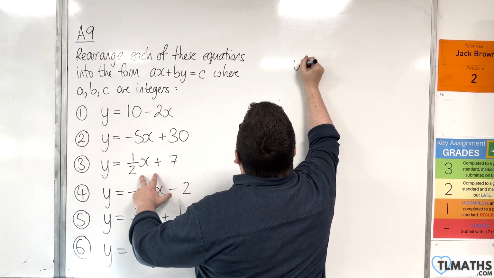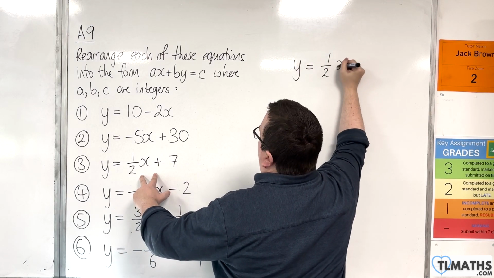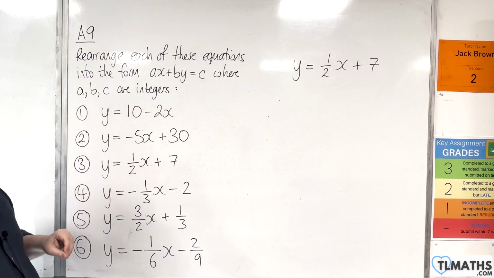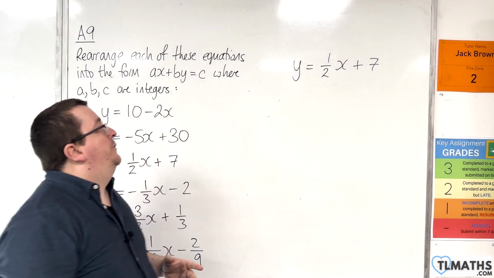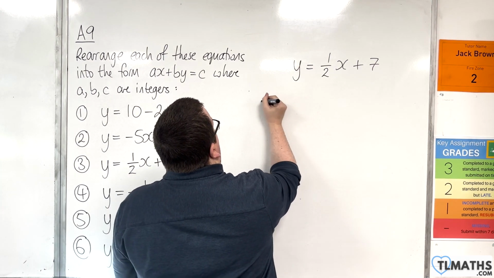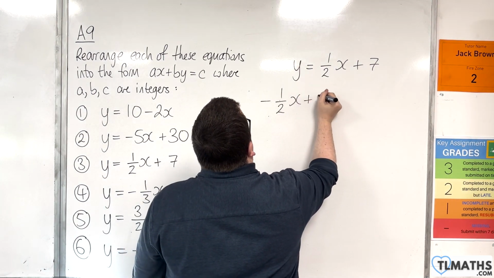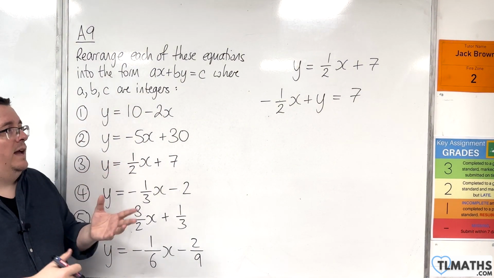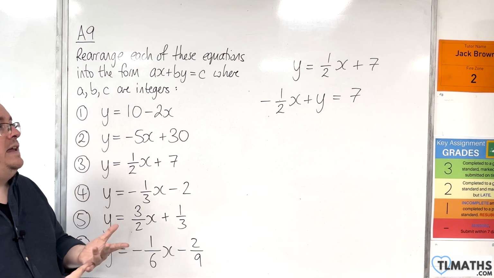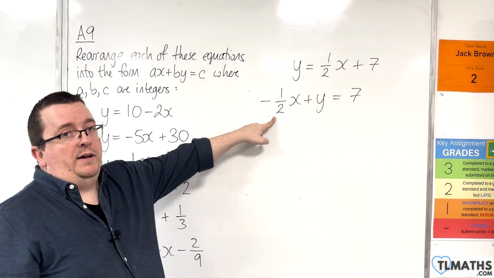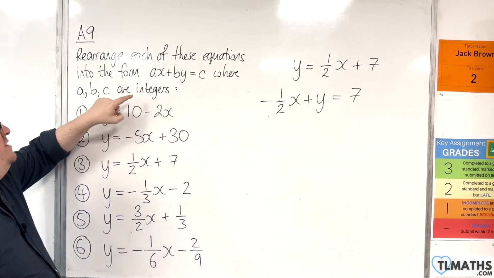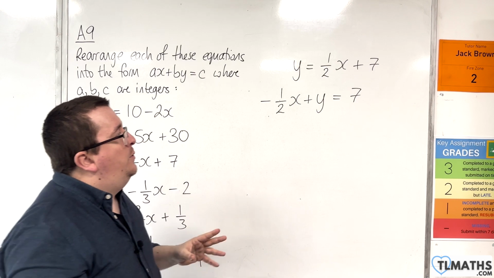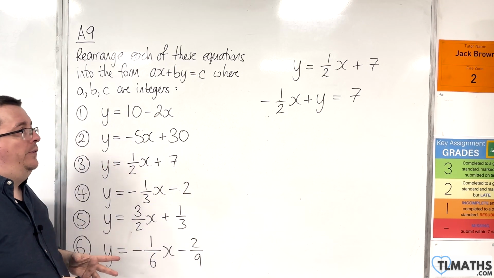Number 3, y equals 1/2 x plus 7. Now, if we think of it in a similar way to these two, if I get all the x's onto the left-hand side, subtract a half x from both sides, so I'm left with 7 on the right-hand side, you might think, okay, that's ax plus by equals c. But here, a is minus 1/2. Minus 1/2 is not an integer.